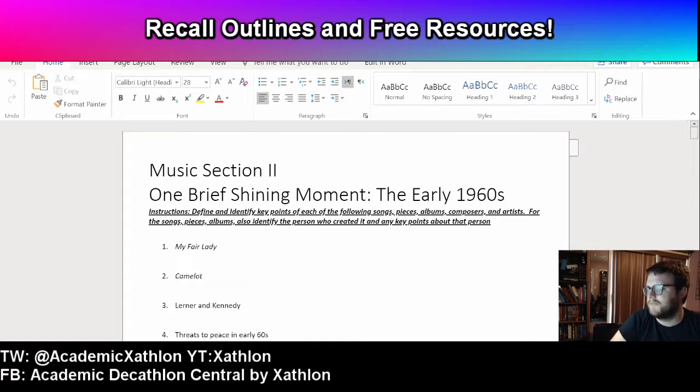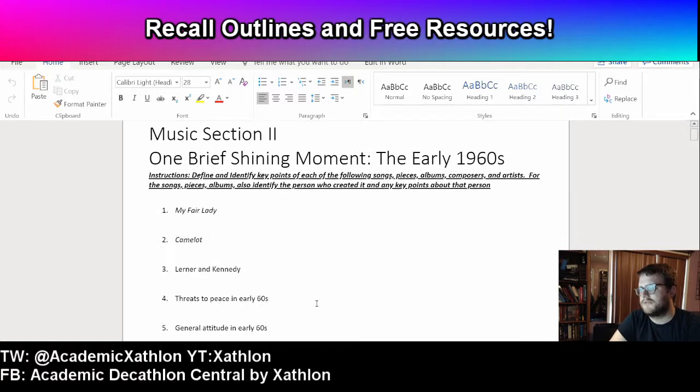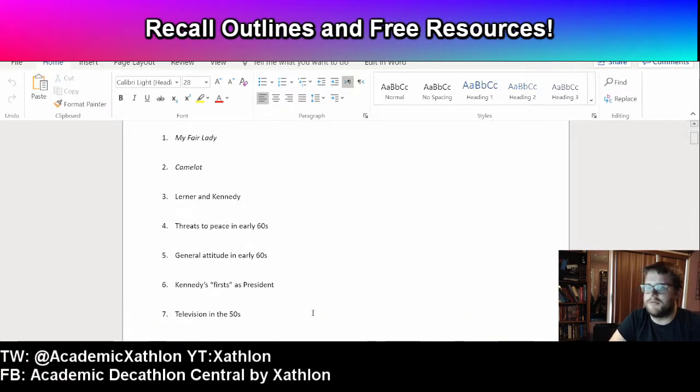Define and identify key points of each of the following songs, pieces, albums, composers, and artists. For the songs, pieces, and albums, also identify the person who created it and any key points about that person. These are really open-ended. Some of them are really open-ended. Some of them are going to get really specific. But it's just very simple things, right?